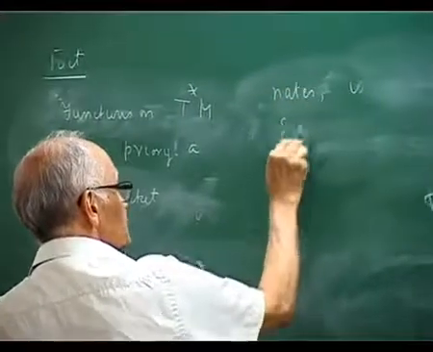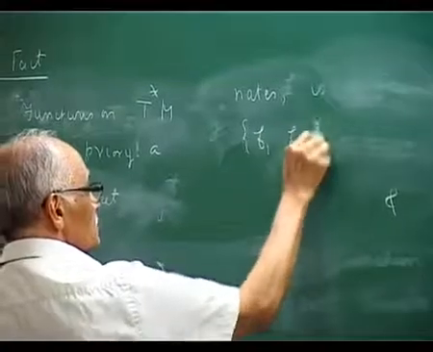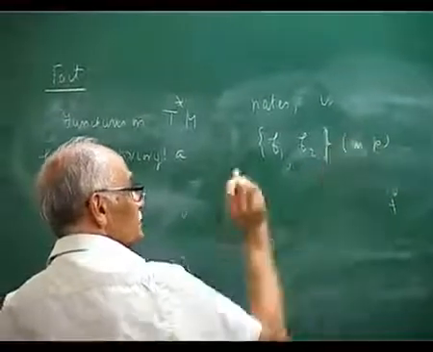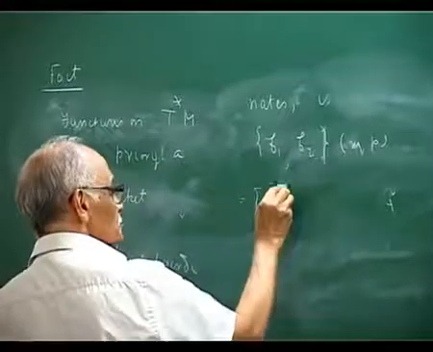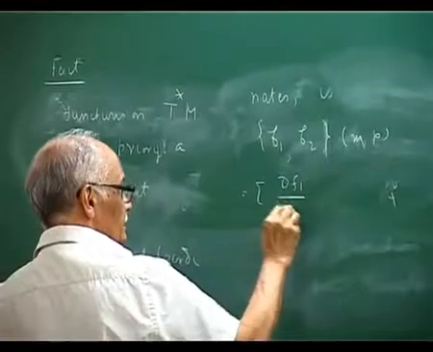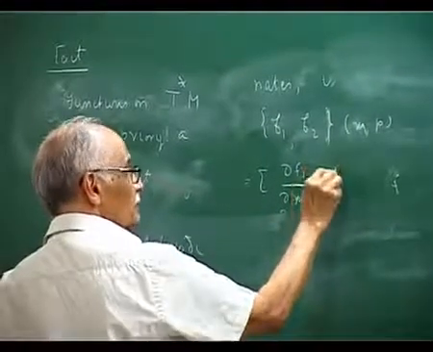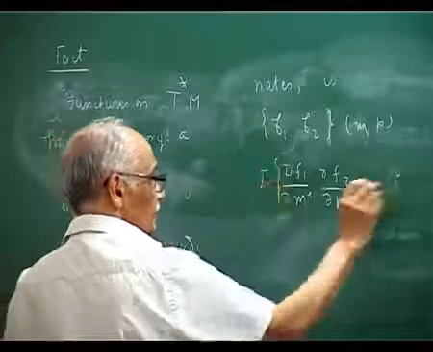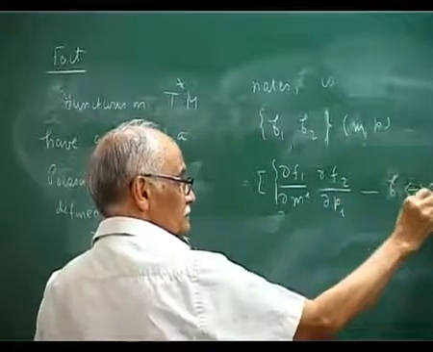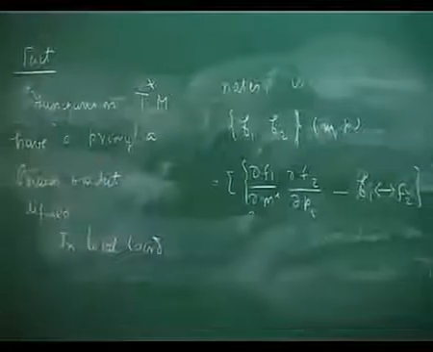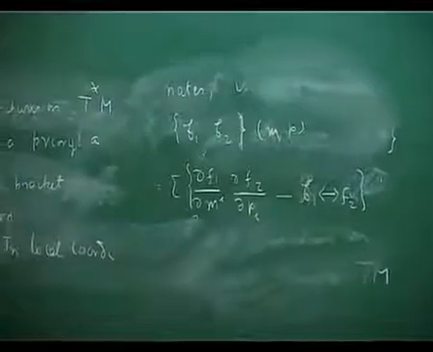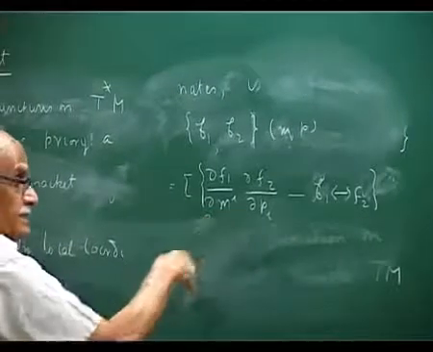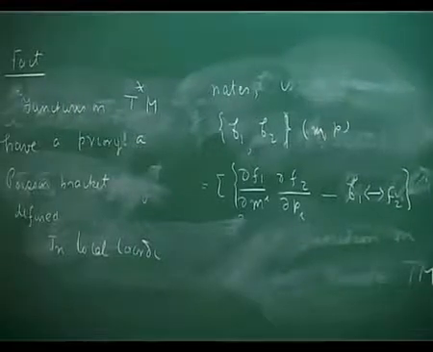If I take two functions f1, f2, the Poisson bracket at (m, p) is going to be the summation, the usual thing, df1/dm_i df2/dp_i minus I exchange f1 with f2. I can write it globally. So this is the standard Poisson bracket. The statement I am making is that until now there is no Lagrangian or equation of motion or anything. These are all there.